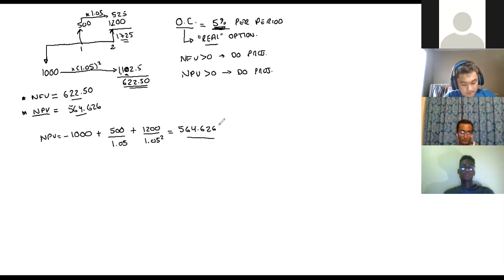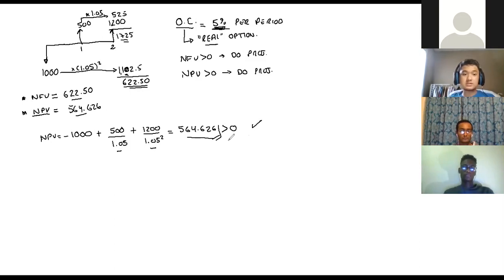So what is the idea of this number here? Simply, this means exactly the same as this one here, but in terms of present value. So what we are saying is the following. My project that is represented by these two cash flows produces $664.26 above my initial investment. So that's why if this number is greater than 0, we do the investment. Make sense?